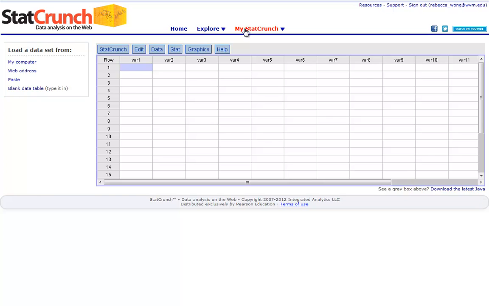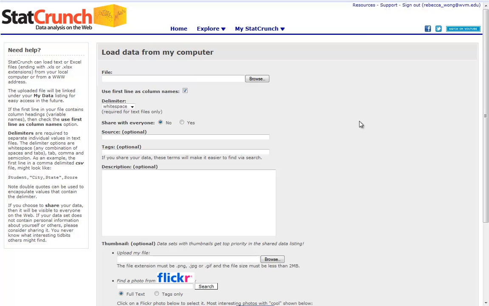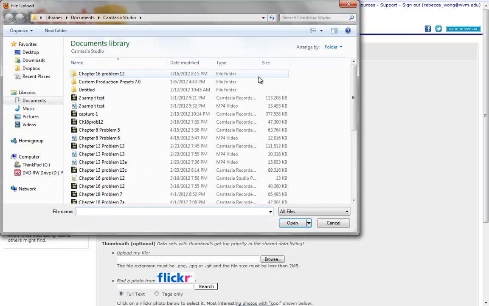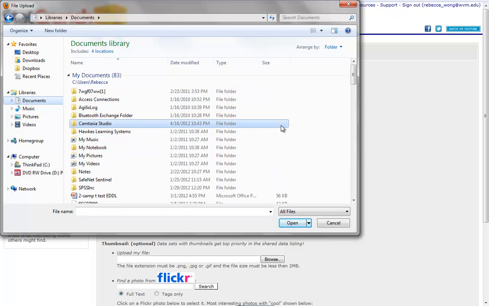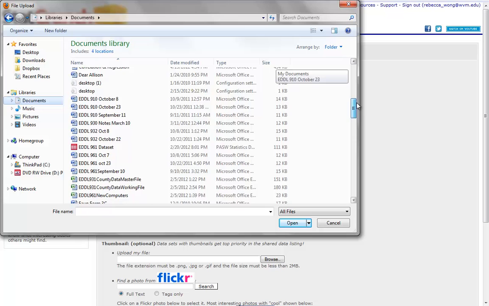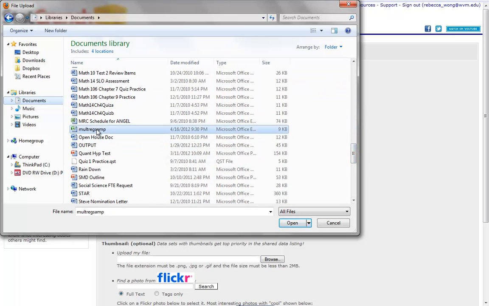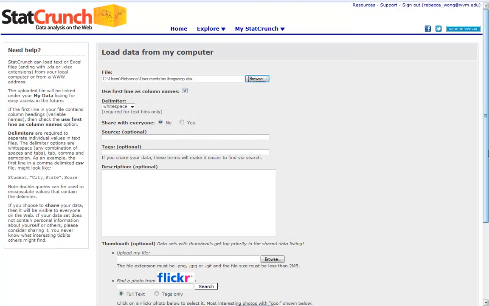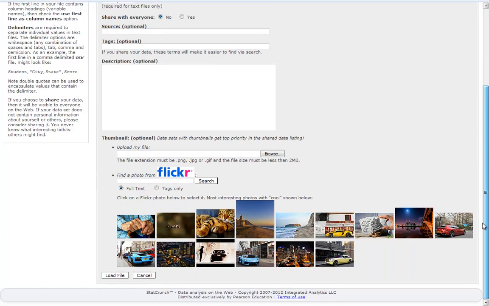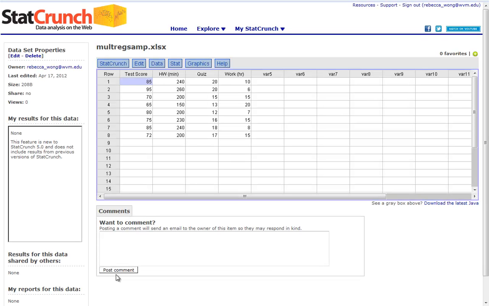Okay, so the first thing I'd like to do is load in some data. So let me show you some data that I made up. I made up some data on test scores. Let's see if I can find it here. Multiple regression, example, voila. Okay. So I'm just putting my data into my program, and this program, StatCrunch, is just like SPSS. It does everything SPSS does. It's just slightly more user-friendly.